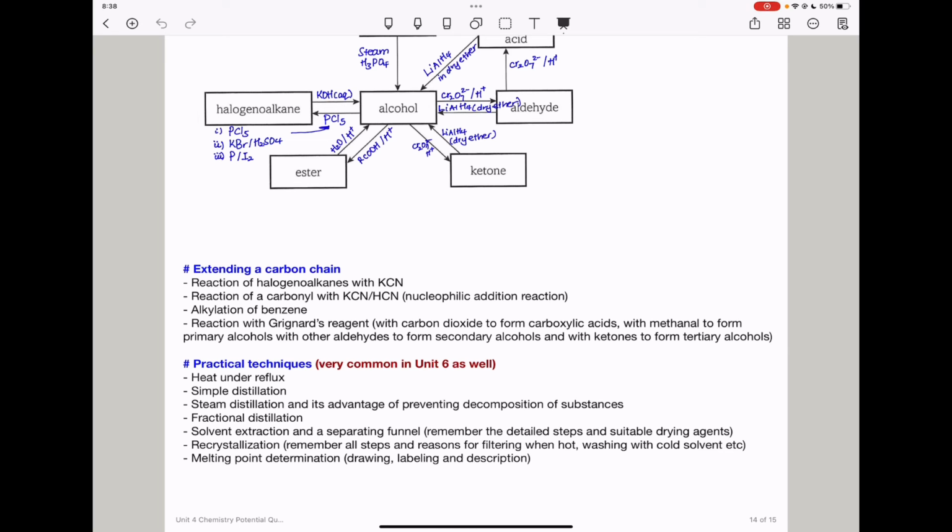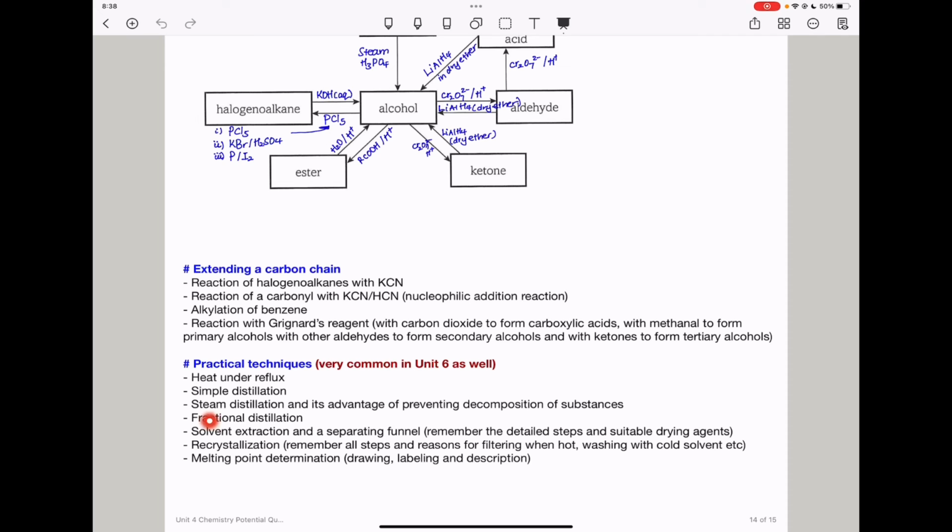The last part is about the practical techniques. These are very common in Unit 6 as well. They can ask you questions involving heating under reflux. They can ask you to draw the apparatus used for heating under reflux, simple distillation. They can ask you about steam distillation. This is usually if it's drawn or if it's half drawn and they ask you to complete. Steam distillation and its advantage in preventing the decomposition of substances.